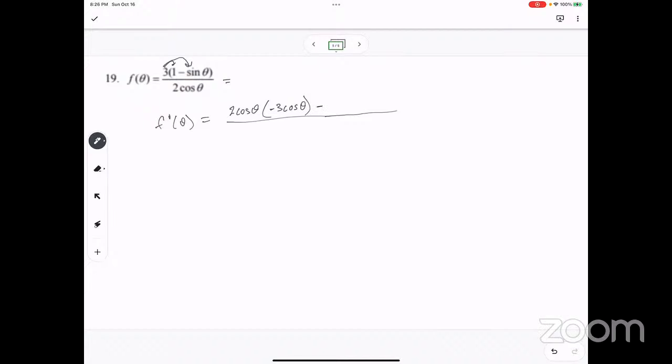Minus high, which is 3 times 1 minus sine theta. That's the high. Times the derivative of the low, which is -2 sine theta, all over low squared. So when I clean that up, that's going to equal -6 cosine squared theta.